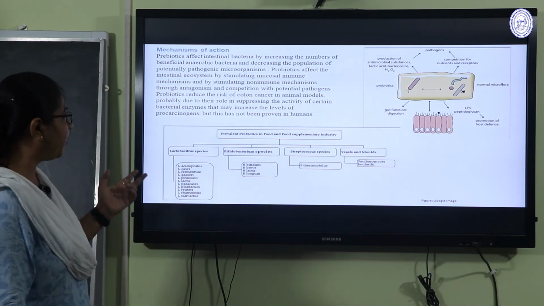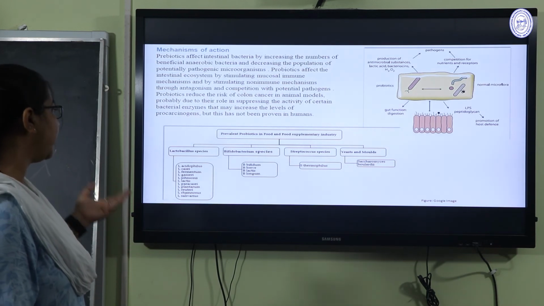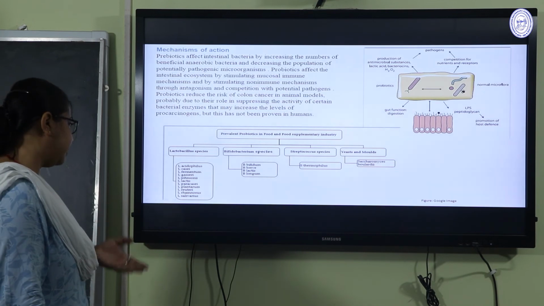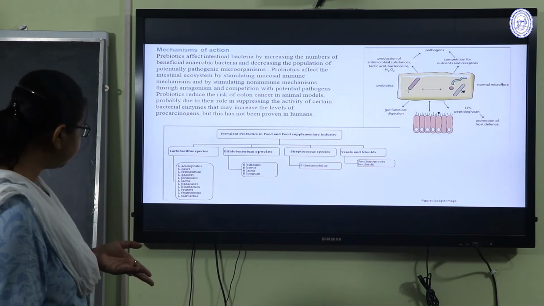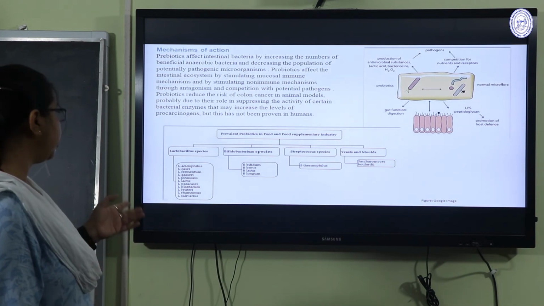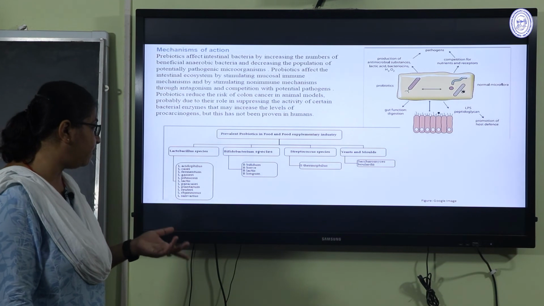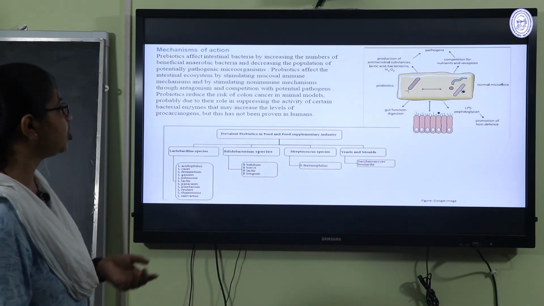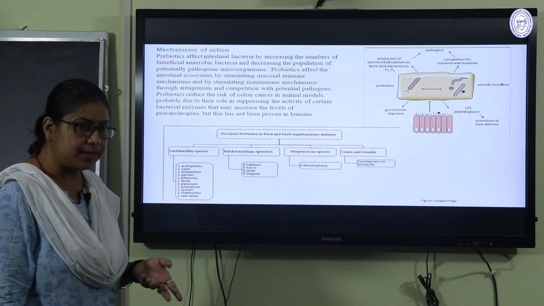Prevalent probiotics in the food and food supplement industry are Lactobacillus species, where Lactobacillus acidophilus, casei, fermentum, gasseri, johnsonii, lactis, paracasei, plantarum, reuteri, rhamnosus and salivarius are involved. In case of the Bifidobacterium species, bifidum, breve, lactis and longum. In case of the Streptococcus species, thermophilus is involved. Among yeast and mold, Saccharomyces boulardii is involved.